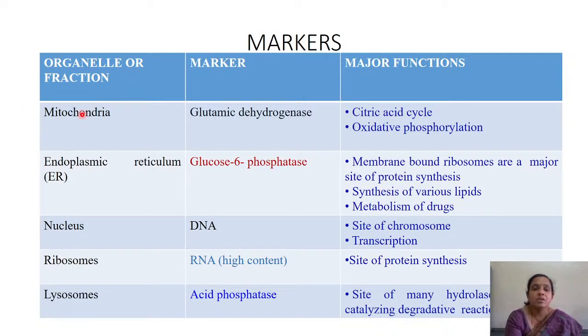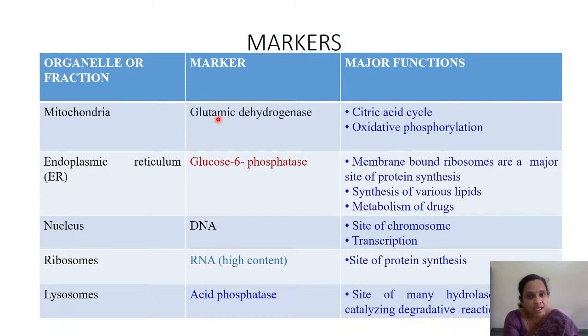Most important is the mitochondria, because it is the currency generating cell organelle. Its major functions are that it is involved in the citric acid cycle and oxidative phosphorylation. Now one more criterion by which we pick a marker: mitochondria has so many enzymes because it is a center point for so many metabolic processes. Then why did we select only glutamate dehydrogenase as its marker?